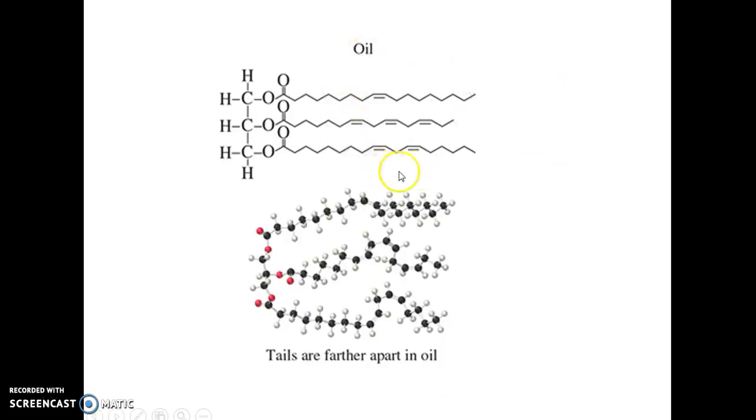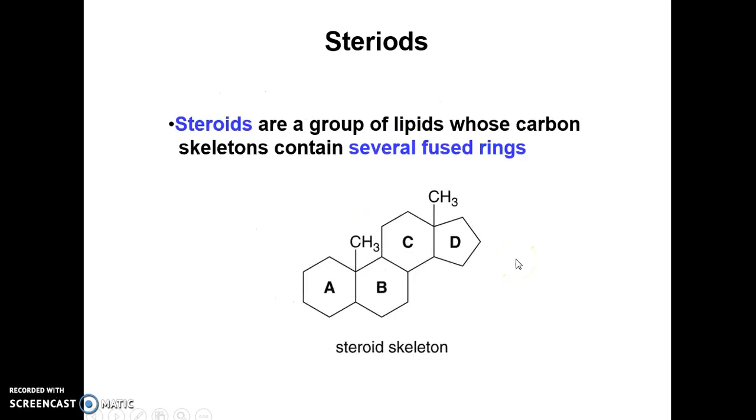Oils tend to have a lot of double bonds in there. The more double bonds, the lower the melting point. And notice that it causes these things to crumple up, so they don't stack easily, so they have a very low melting point. You have to get them very cold before they solidify.